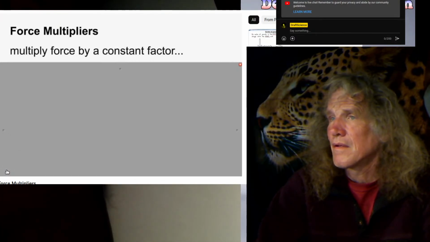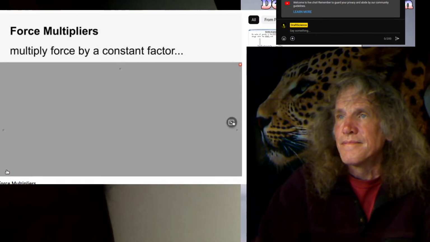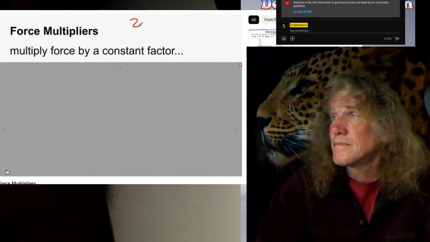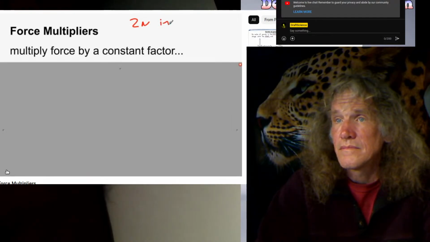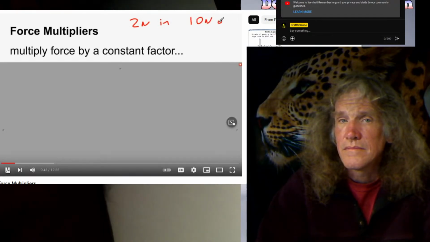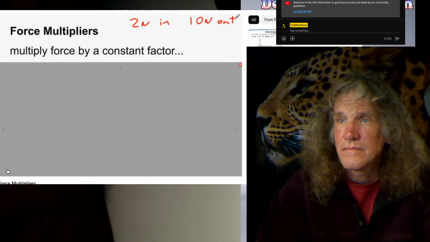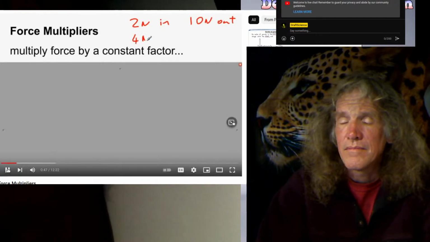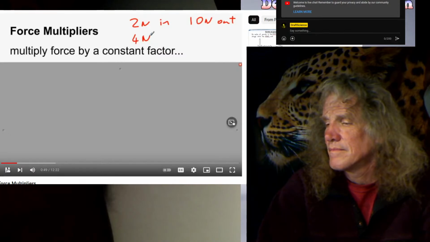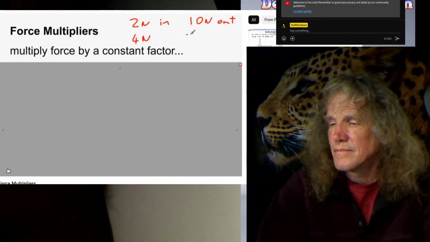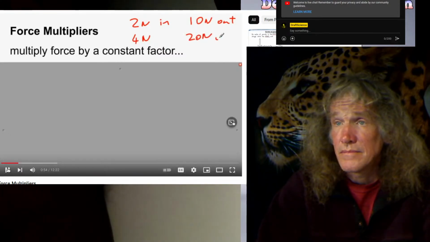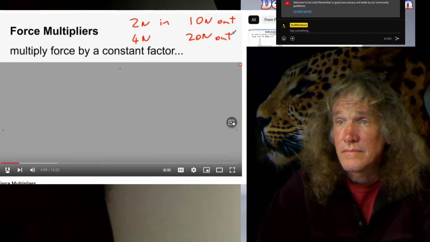Your force by a factor of 5. So 2 newtons in, you get 10 newtons out. If you then pushed harder and pushed 4 newtons as your input force, you would then get 5 times that out. You'd get 20 newtons out.